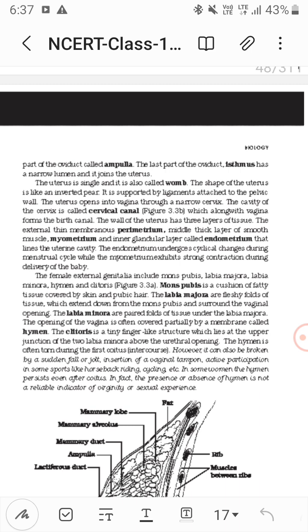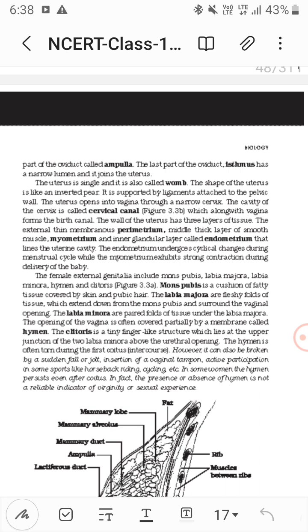Now the female external genitalia includes mons pubis, labia majora, labia minora, hymen, and clitoris. The mons pubis is a cushion of fatty tissue covered by skin and pubic hair. The labia majora are fleshy folds of tissue which extend down from the mons pubis and surround the vaginal opening. The labia minora are paired folds of tissue under the labia majora.